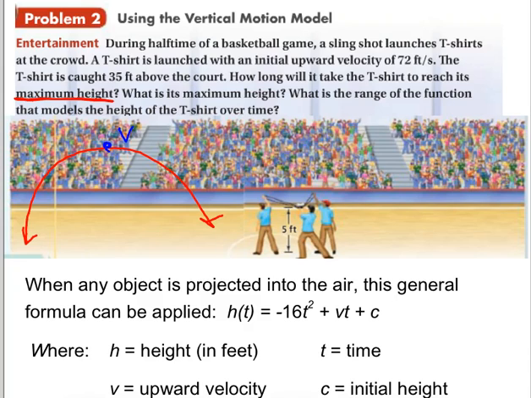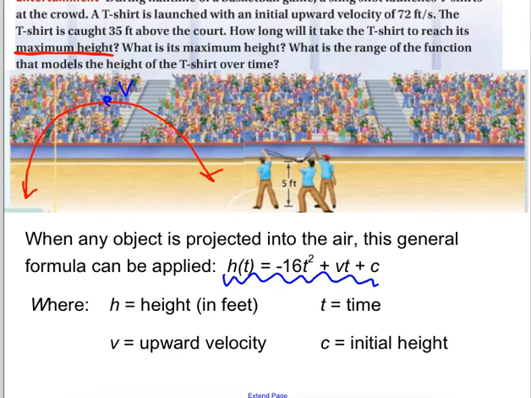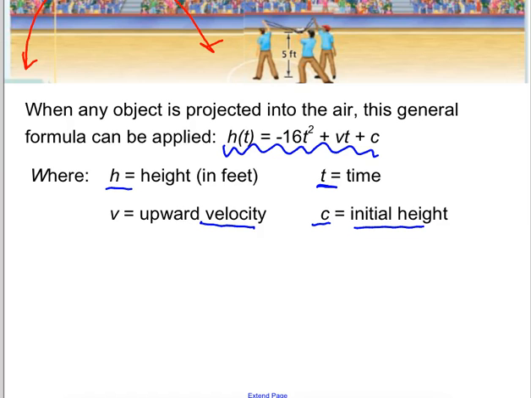So when any object is projected into the air, this is our go-to formula. H of t, so height over some period of time, equals negative 16 t squared plus vt plus c. Don't get bent out of shape because there's just a lot of variables, but it's not so bad. We just plug in what we know. H represents height. T is our time, V is our velocity, and C is how high our object started. I gotta scroll down here.